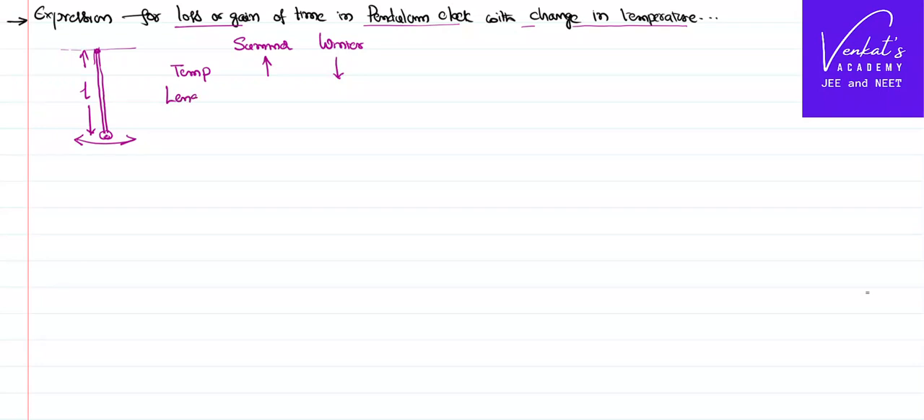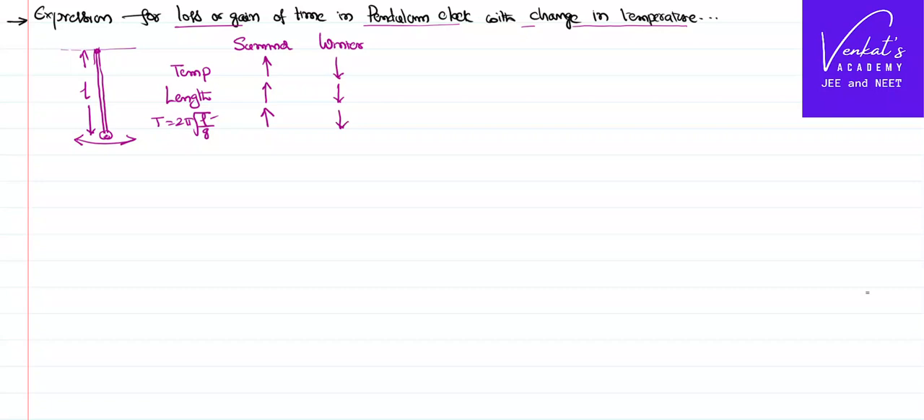What happens to the length of the pendulum? As temperature increases, the pendulum expands. In winter it contracts, and the length decreases. Once the length changes that way, how does the time period of the pendulum change? We know the time period of a pendulum is 2 pi root L by g. As length increases in summer, the time period also increases. But in winter, it decreases.